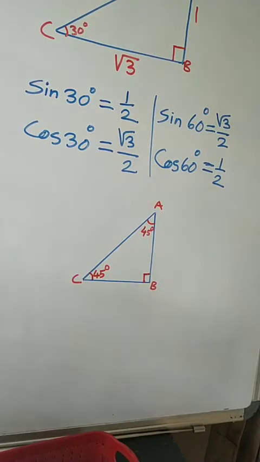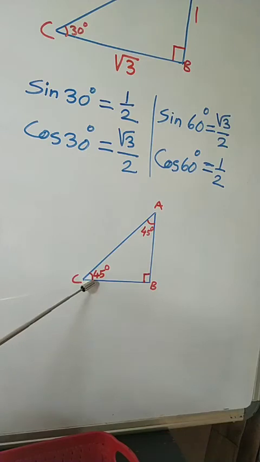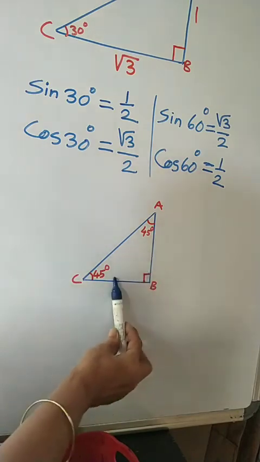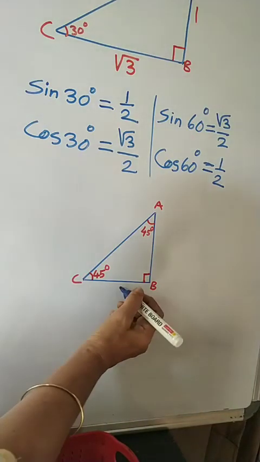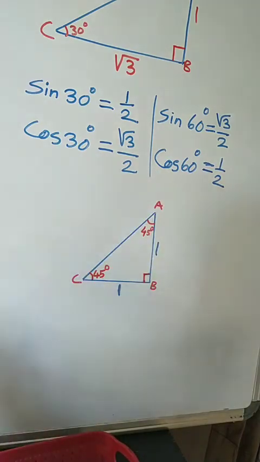Now let's look at the next triangle. Is this a 30, 60, 90 degrees triangle? No. This triangle is 45, 45, 90 degrees. These two are base angles which are congruent, meaning equal measure. That means what type of a triangle is this? Yes, it is an isosceles triangle. So these two sides which are forming the right angle are of equal measure. Suppose we take the measure of one side as 1. How much will this side be? It will also be 1.